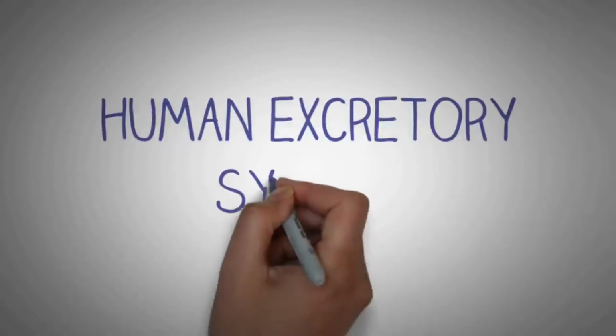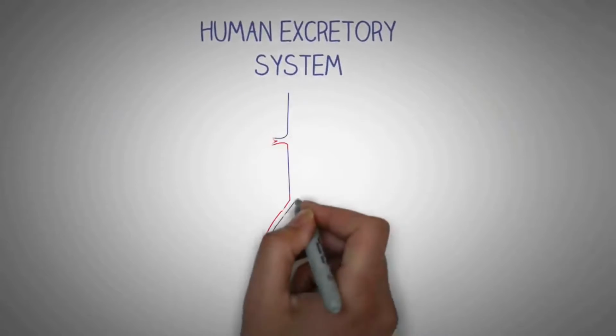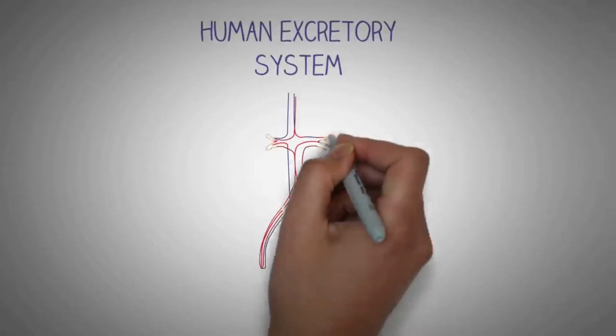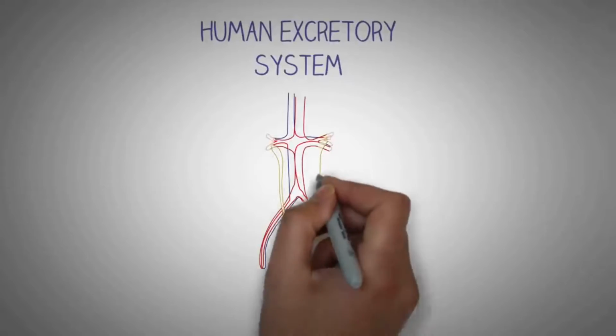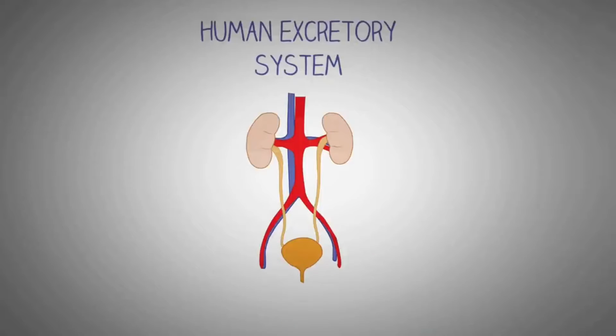The human excretory system is one of the most important organ systems of the body that performs the vital function of filtering your blood and removing excessive and unnecessary materials from the body. This helps to maintain an internal chemical homeostasis and prevent damage to the body. In this video, we are going to study about the human excretory system.